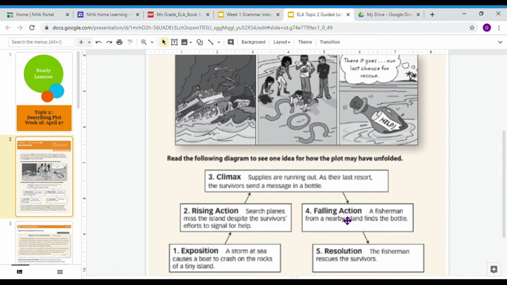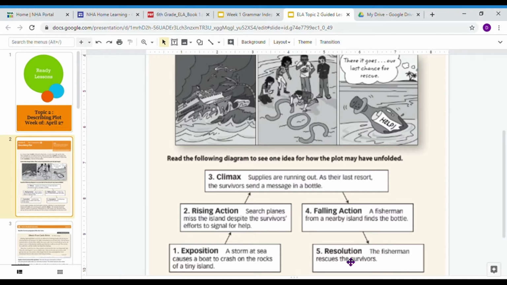And then finally, our last part is our resolution. And the resolution is going to be your final outcome, whether good or bad. It tells what happens to the characters after the conflict is solved. So the fisherman rescues the survivors.